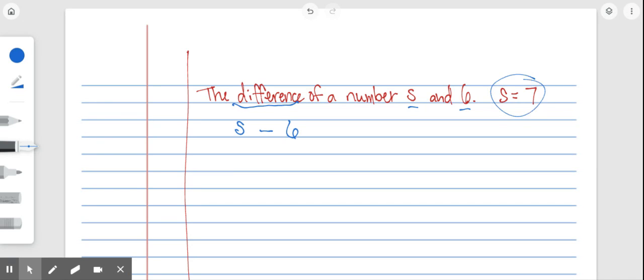All right, and then last but not least, we're going to substitute. Substitute. And we have 7 minus 6, which equals 1. Okay, so 1 is our final answer for that one. So 1 is the solution for the difference of s and 6 when s is 7.